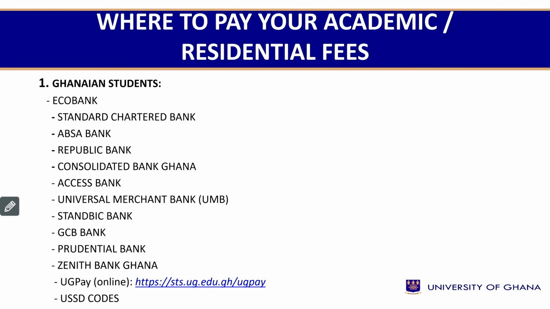Where to pay your academic and residential fee. If you want to pay by cash, these are the banks, about 11 banks: EcoBank, Standard Chartered, Absa Bank, Republic Bank, Consolidated Bank Ghana, Access Bank, Universal Merchant Bank, Stanbic Bank, Ghana Commercial Bank, GCB, Prudential Bank, and then Zenith Bank, and then also the online platform and the USSD code.